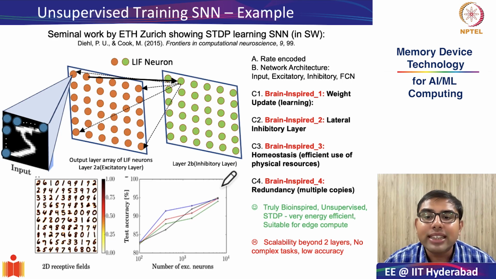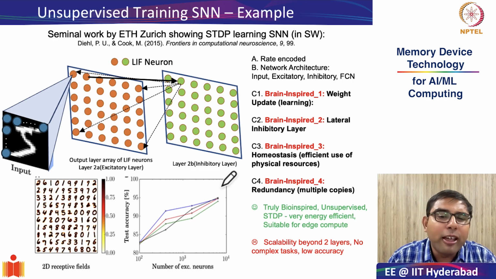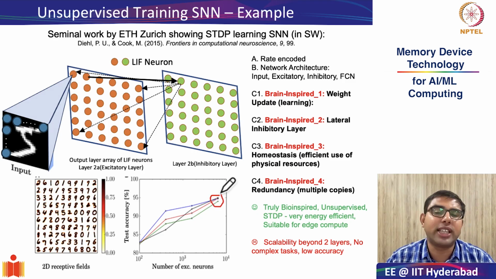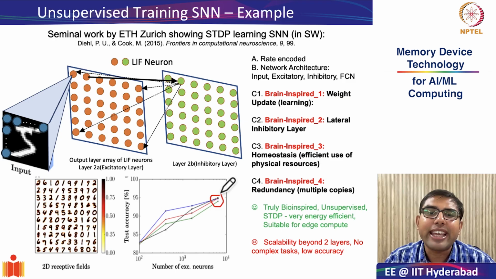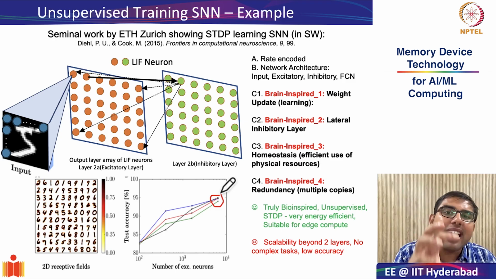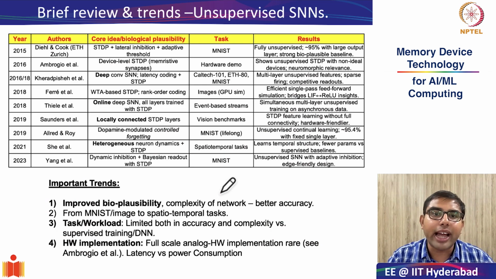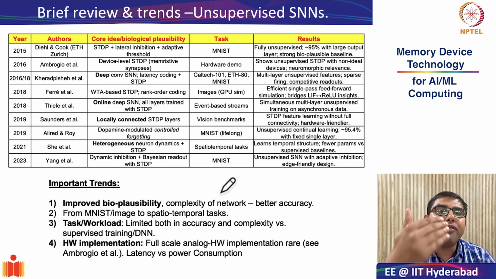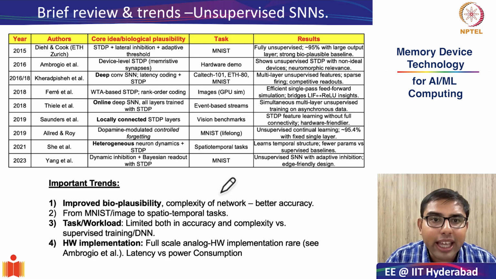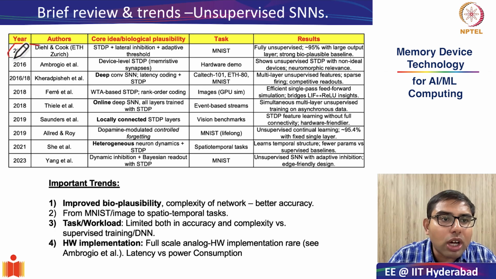So overall, this concept of spiking neural network is truly bio-inspired. But if you look at the percentage of accuracy, 95%, for a simple task like MNIST, it was soon realized that there are going to be some inherent limitations. And that is what we will discuss in the next slide, where we will do a brief review of all the improvements in unsupervised spiking neural networks after the first work in 2015.